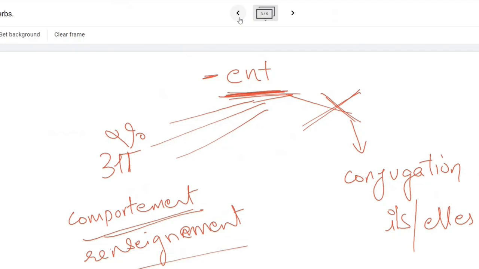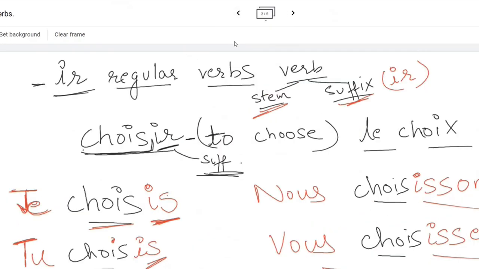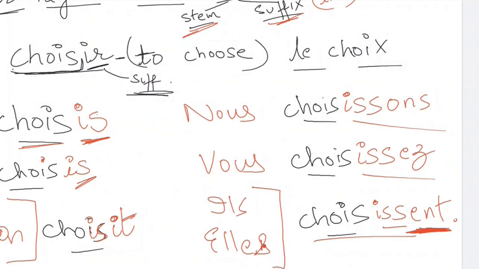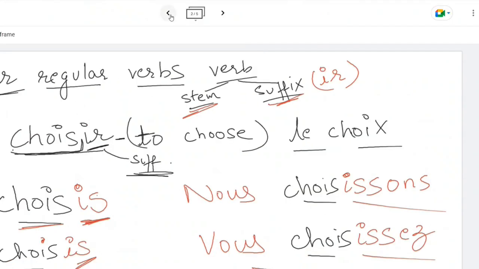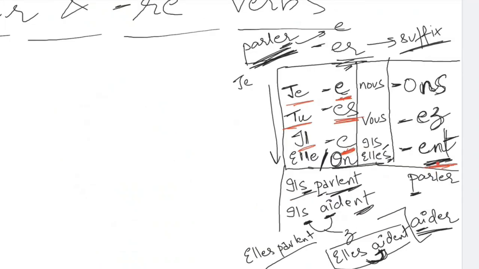This is one of the exceptions that you just have to remember. Whenever you see the conjugation of the third person plural, which is ils, elles, you never pronounce ENT. It won't be pronounced at all. It will just remain like this, choisis. Same thing with the ER regular ending verbs. Ils, elles parlent. We do not say ils, elles parlant, right? It's only ils, elles parlent. If we said it as parlant, it would become this, because this is pronounced as on.